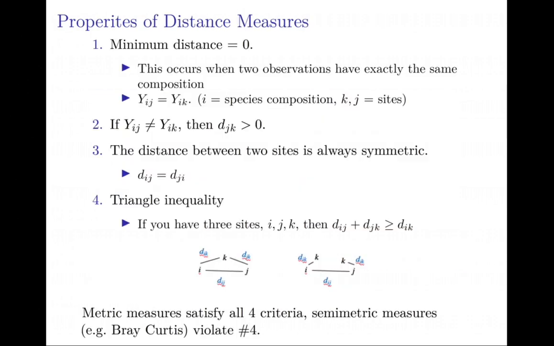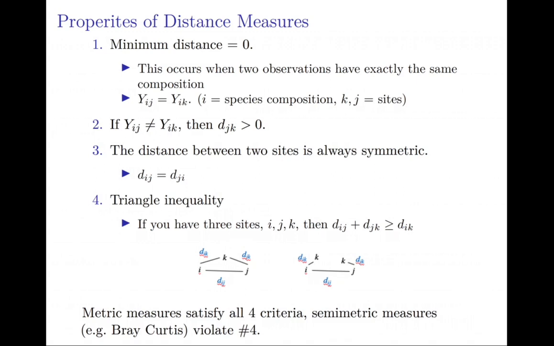So when thinking about the properties of a distance matrix or your distance measures, they have 4 properties. First, the minimum distance is 0, and that occurs when 2 observations have exactly the same composition. Or in other words, when yij equals yik, where y is your row, your observation of a bunch of different y variables, and i is the species composition, so each species, and k and j is the site. So when the composition of 2 of your sites are exactly the same, then your distance is 0.